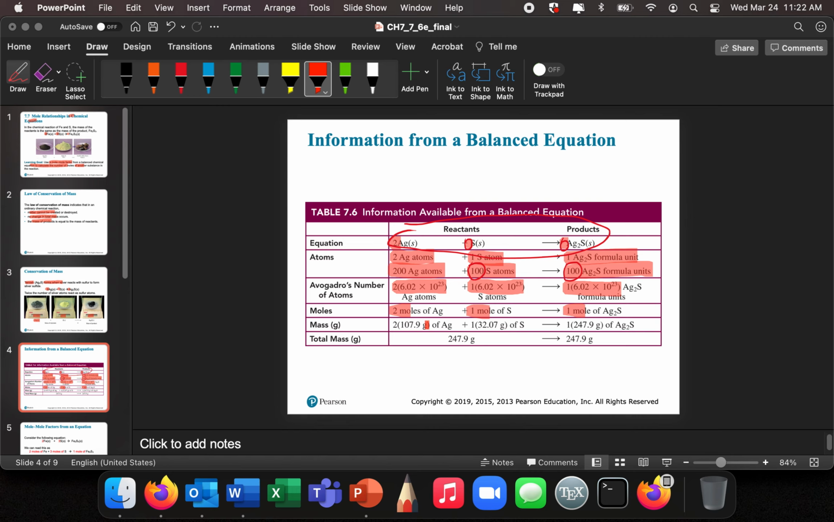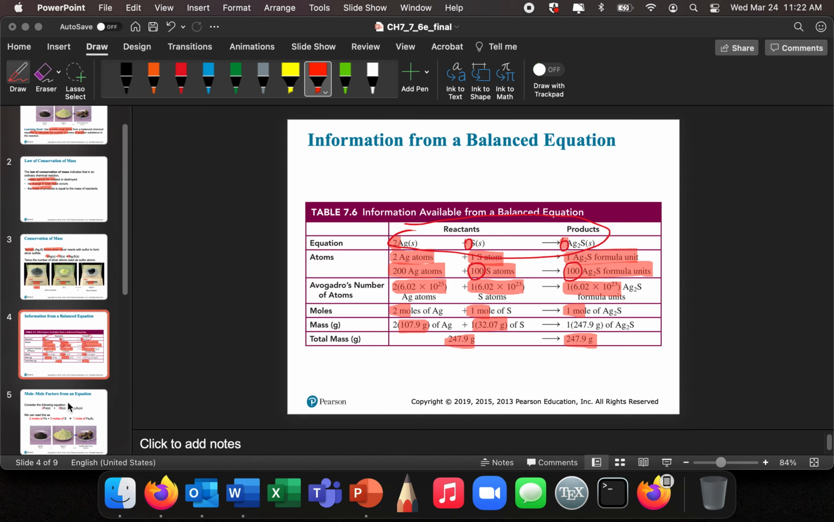So 1 mole of silver is 107 grams. 2 moles is, I don't know, 214, 215, something like that, right? 1 mole of sulfur is 32.07. And if you add those together, you're going to get, boom, 247. Okay? Does that make sense?